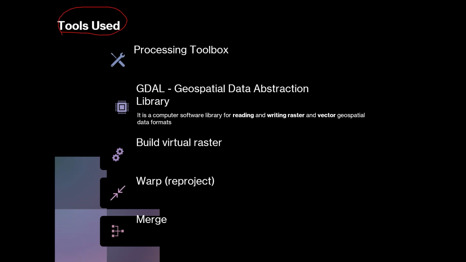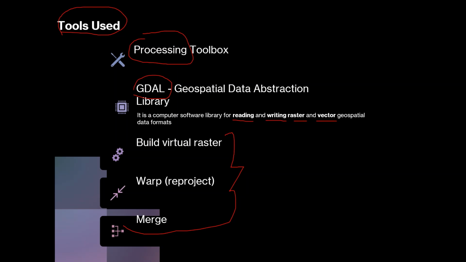For this tutorial we'll be using the following tools. The tools are under processing toolbox, and the name of the tool is GDAL. GDAL stands for Geospatial Data Abstraction Library. It is used for reading and writing raster and vector data formats. And the following commands will be used. They are build virtual raster, warp for reprojection, and merge.